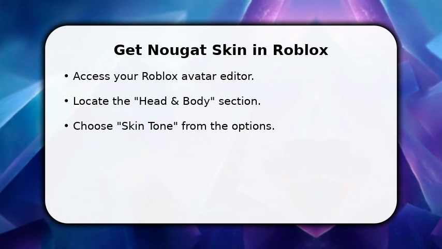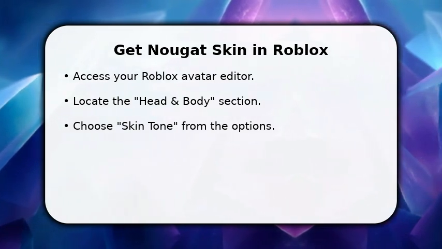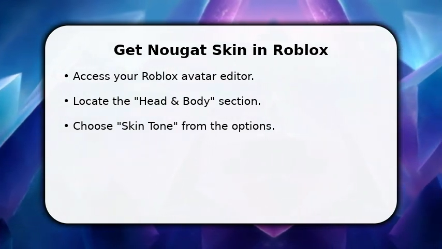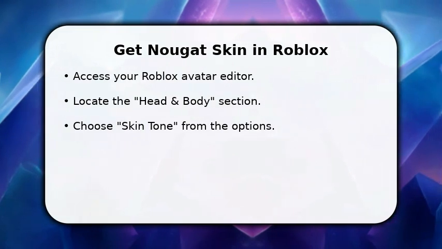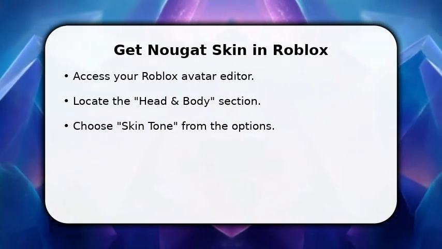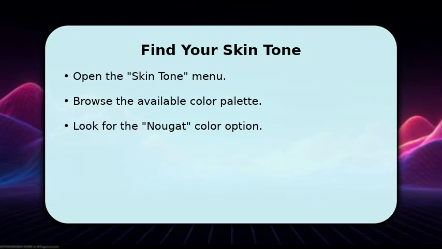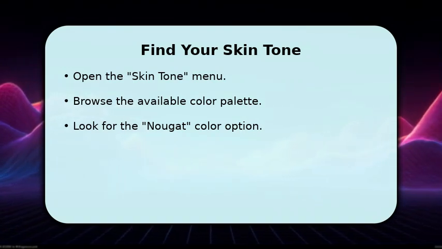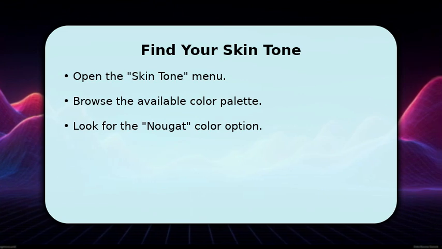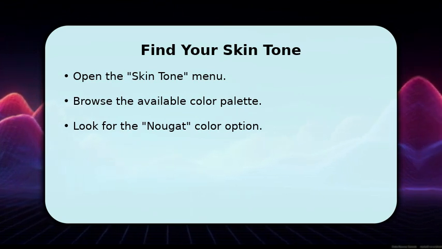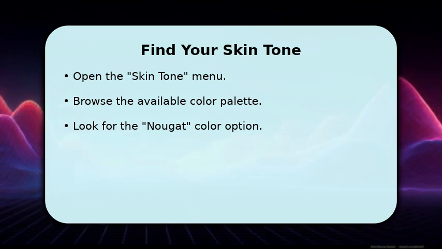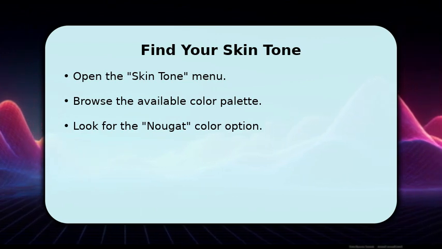From there, locate and click on the head and body category. This is the first crucial step to accessing your avatar's skin tone options and starting your transformation. After selecting head and body, a drop-down menu will appear. You'll want to find and click on the skin tone option. This action will open a comprehensive color palette, presenting many different shades for your avatar.